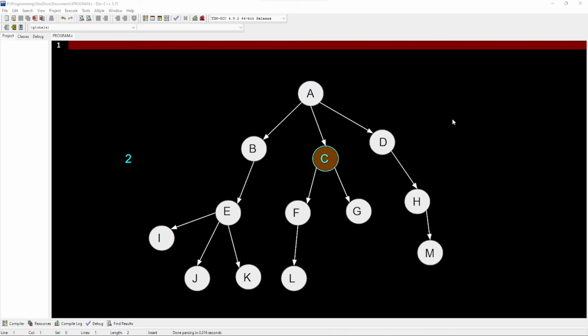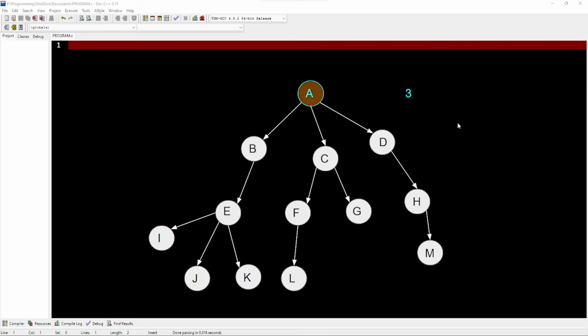Now let us take another example. What is the height of the E node? The leaf nodes over here are J, K and I. If you were to make a transition from any of the 3 nodes, then you have to travel only once, or you have to cover only one level. So the height of the node E is 1.